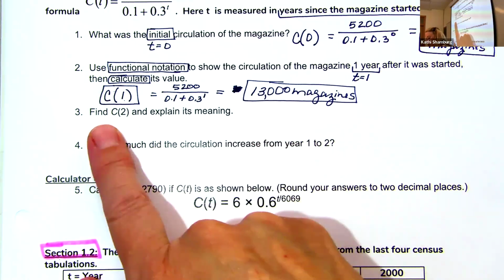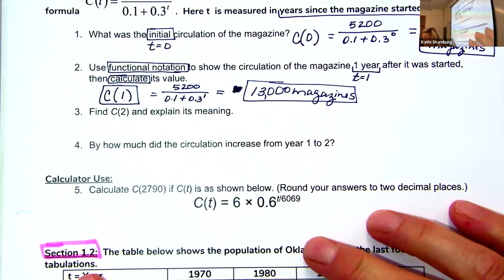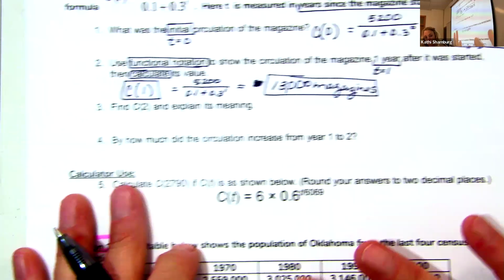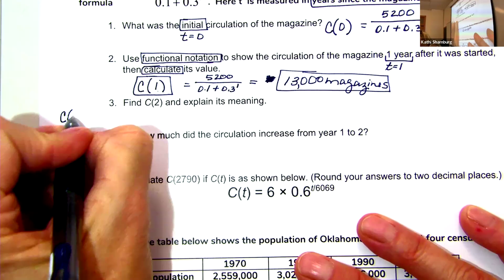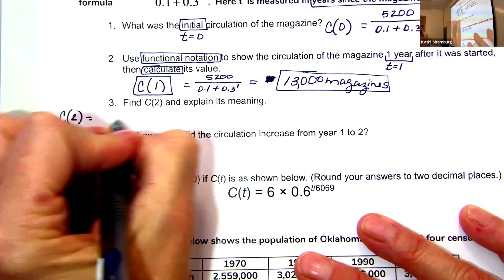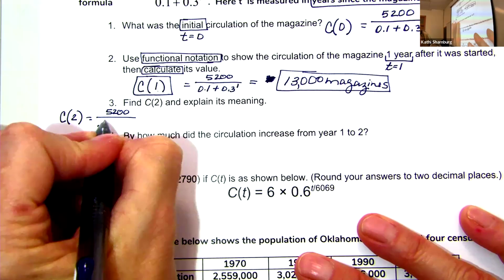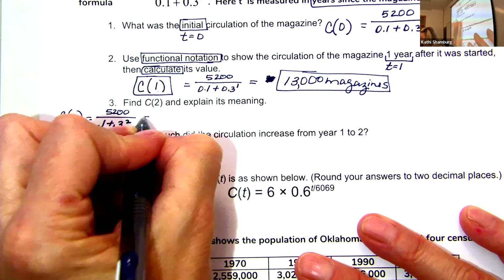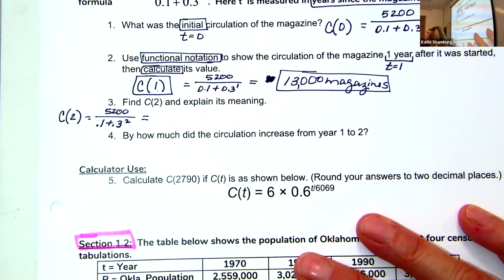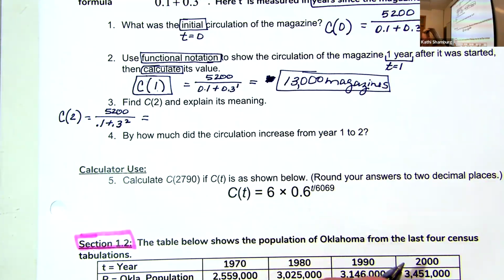All right, find C2 and explain its meaning. Okay, this one's going to have an explain. Don't give me a whole lot of room. So now we're doing C at 2. 5,200 over 0.1 plus 0.3 raised to the second power. I don't think this one comes out evenly, so go ahead and give me 2 decimal places.